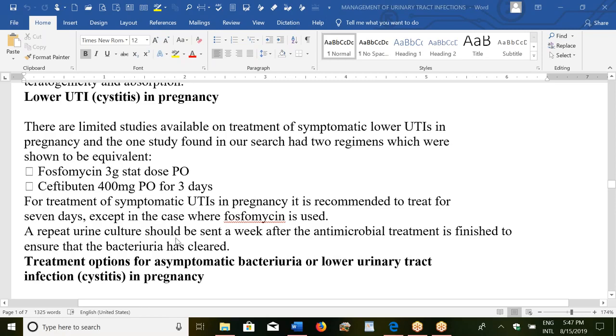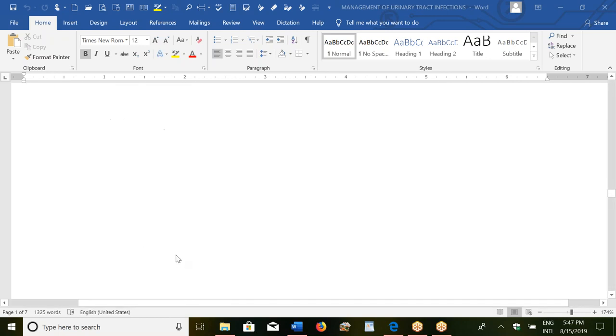I repeat, urine culture should be sent a week after the antimicrobial treatment is finished to ensure that the bacteriuria has cleared. Then what are treatment options for asymptomatic bacteriuria or low UTI cystitis in pregnancy?